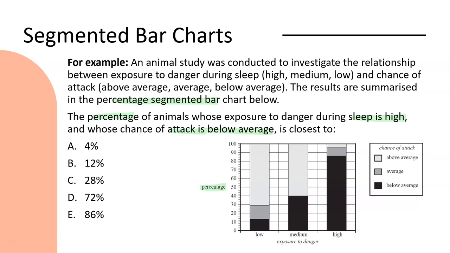And so here we have our exposure to danger high, the rightmost column. If we check our key, our chance of attack being below average is the very dark black. So that means we are talking about this section here on our column. And so reading across to our scale there, we're most closely aligned to 86% of the options that are there. So E is our answer.